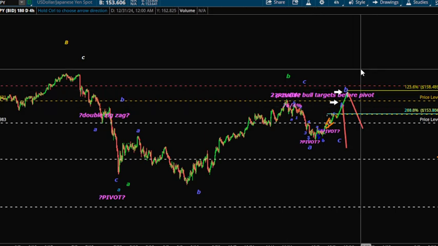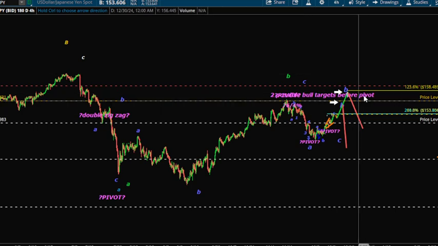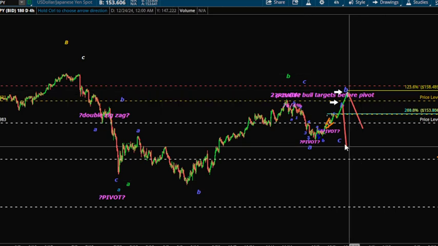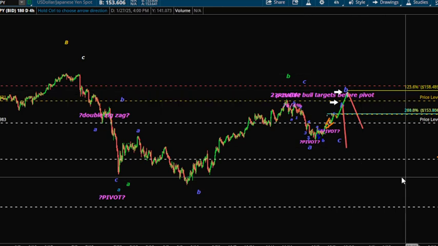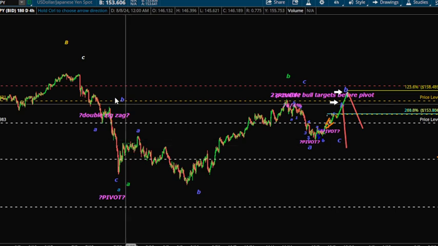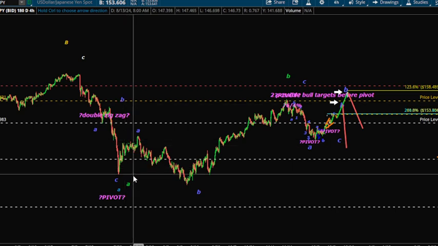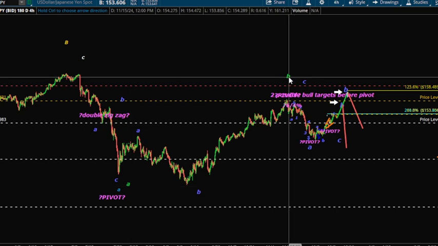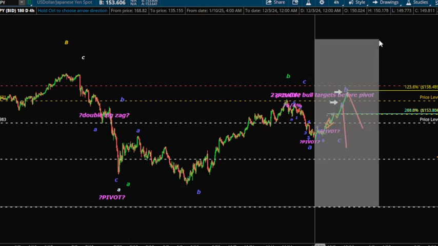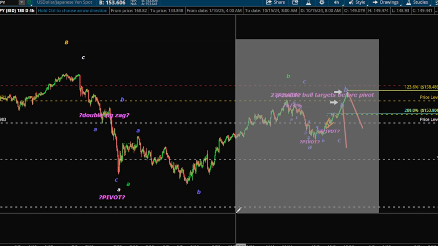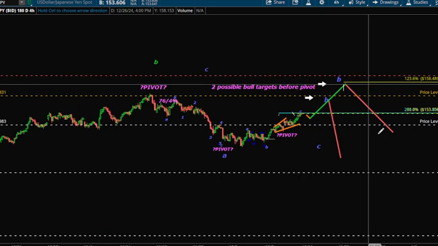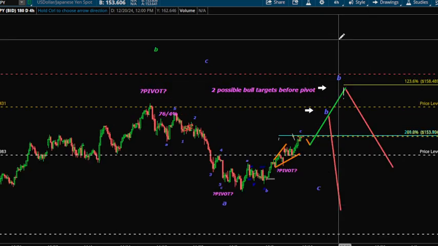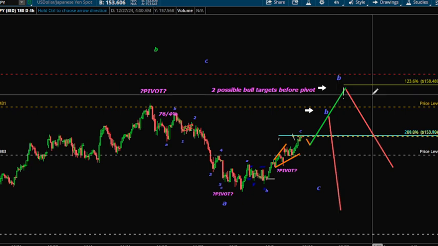So we could go a little higher before we start turning down in a bigger degree. So we have an A in green, B in green, which are the minuets, looking for the C down. So now let's zoom in here. We can just take a quick look here on the 4-hour chart still.